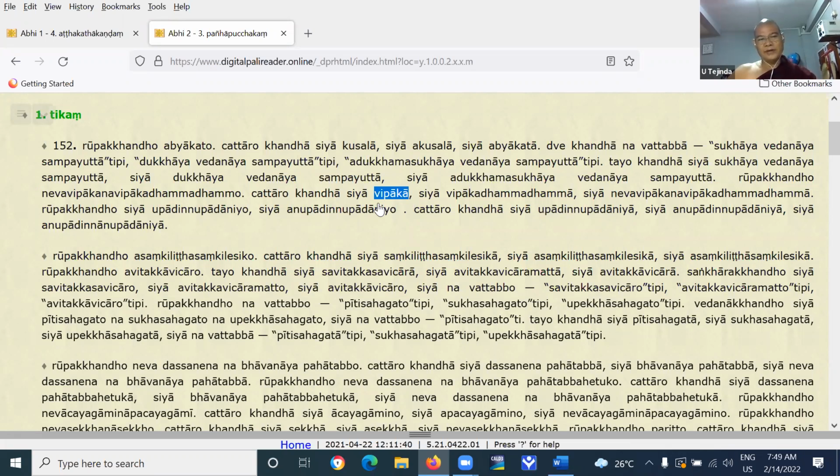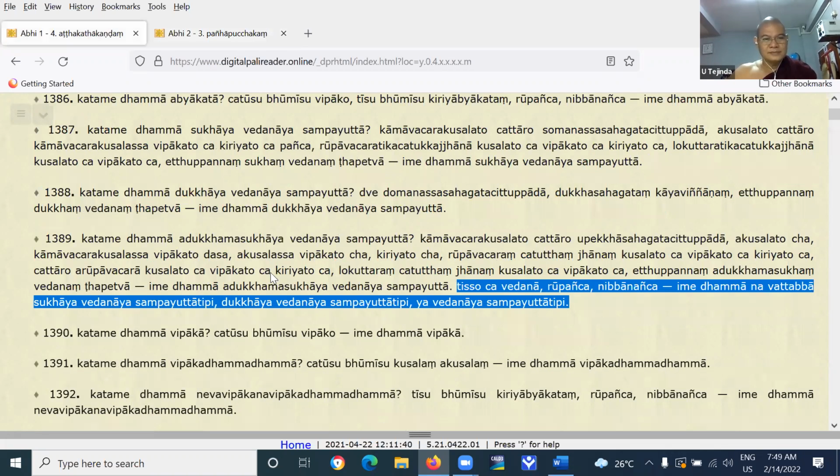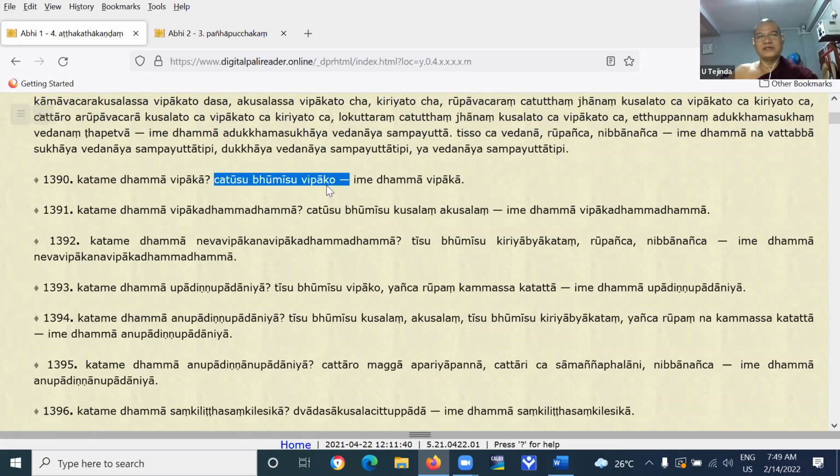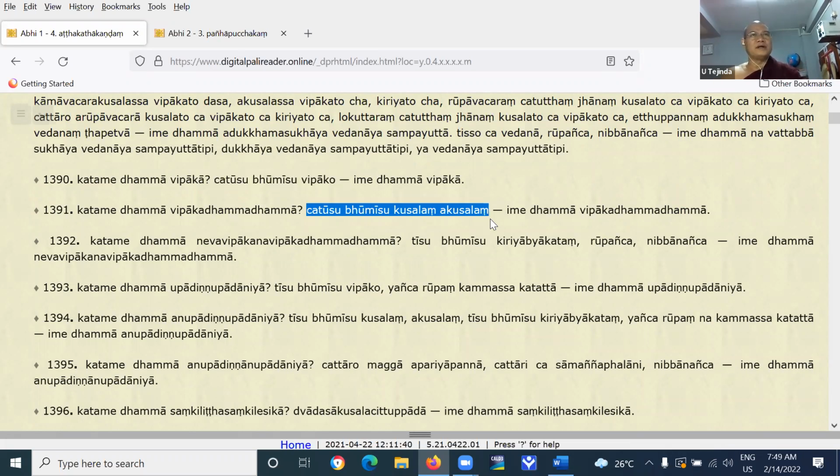Cattaro Khanda here. Vipaka, siya vipaka. What is vipaka? Vipaka dhamma we say. Here vipaka dhamma dhamma, the second one. What do you have in vipaka dhamma? Here: katame dhamma vipaka, catusu bhumisu vipako. Vipaka refers to only vipaka cittas, all vipaka cittas, lokiya and lokuttara. So katame dhamma vipaka dhamma dhamma: catusu bhumisu kusala akusala. That means the dhamma that has the nature of producing vipaka. You have catusu bhumisu kusala and akusala.